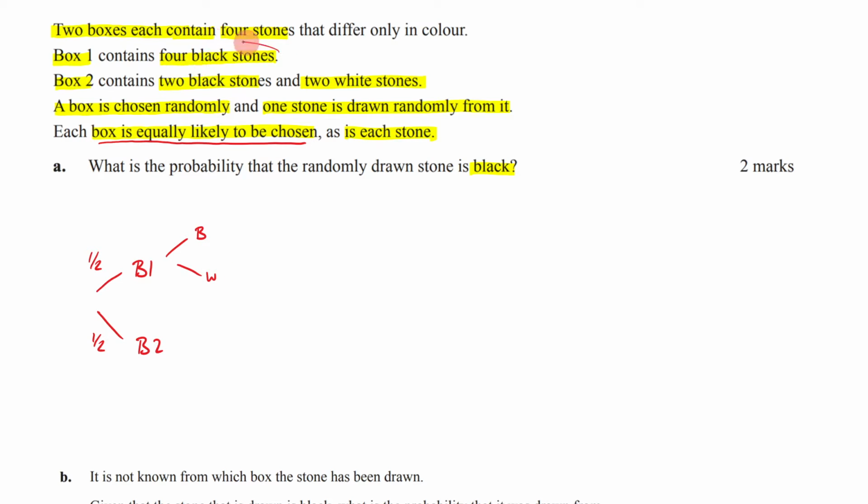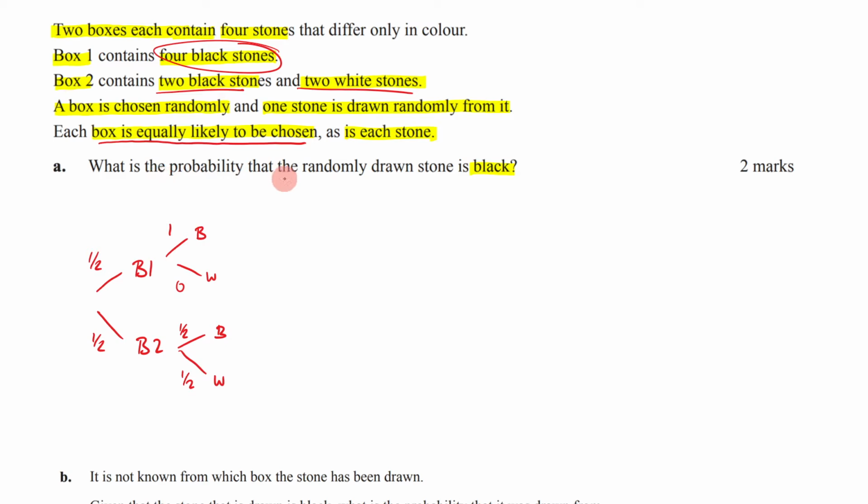Well, you've been told that there are 4 black stones in box 1, and that's all there are. So that means there's a 100% probability that you're getting a black stone out, but there's a 0% probability that you're going to get a white stone because there are no white stones in box 1. Then for box 2, you've been told that there are 2 black stones and 2 white stones. So that means there is a 50% chance that you're going to get a black one, and a 50% chance you're going to get a white one.